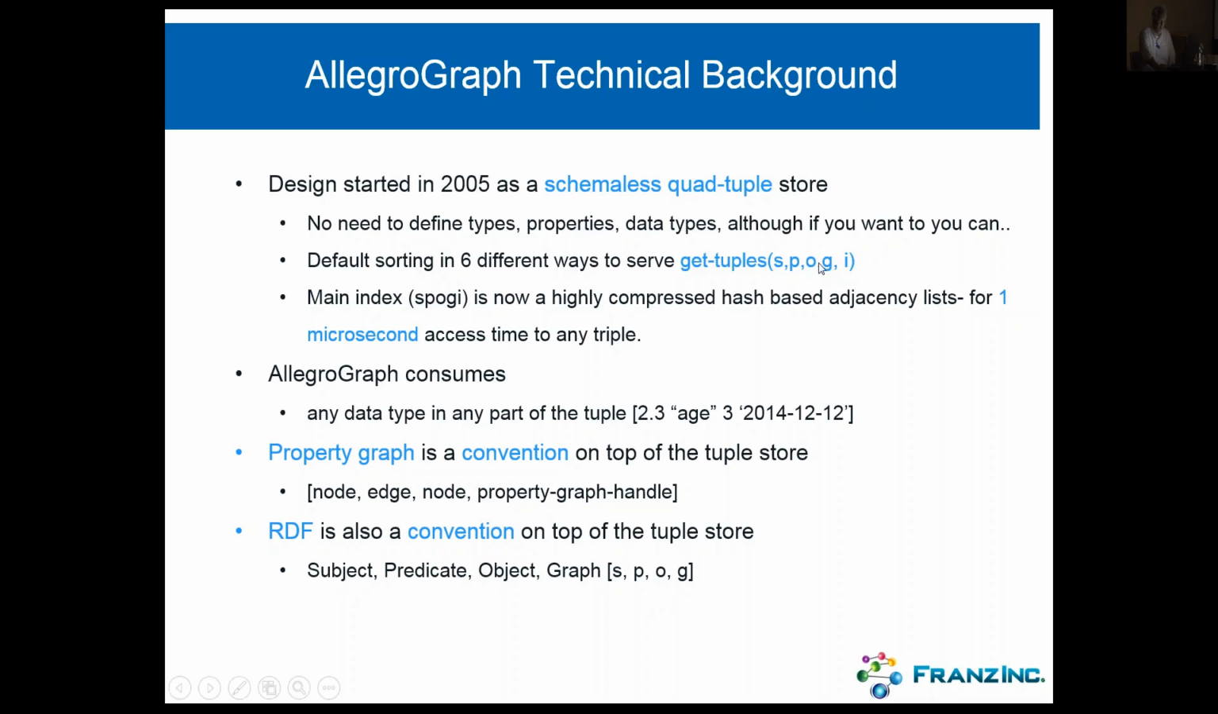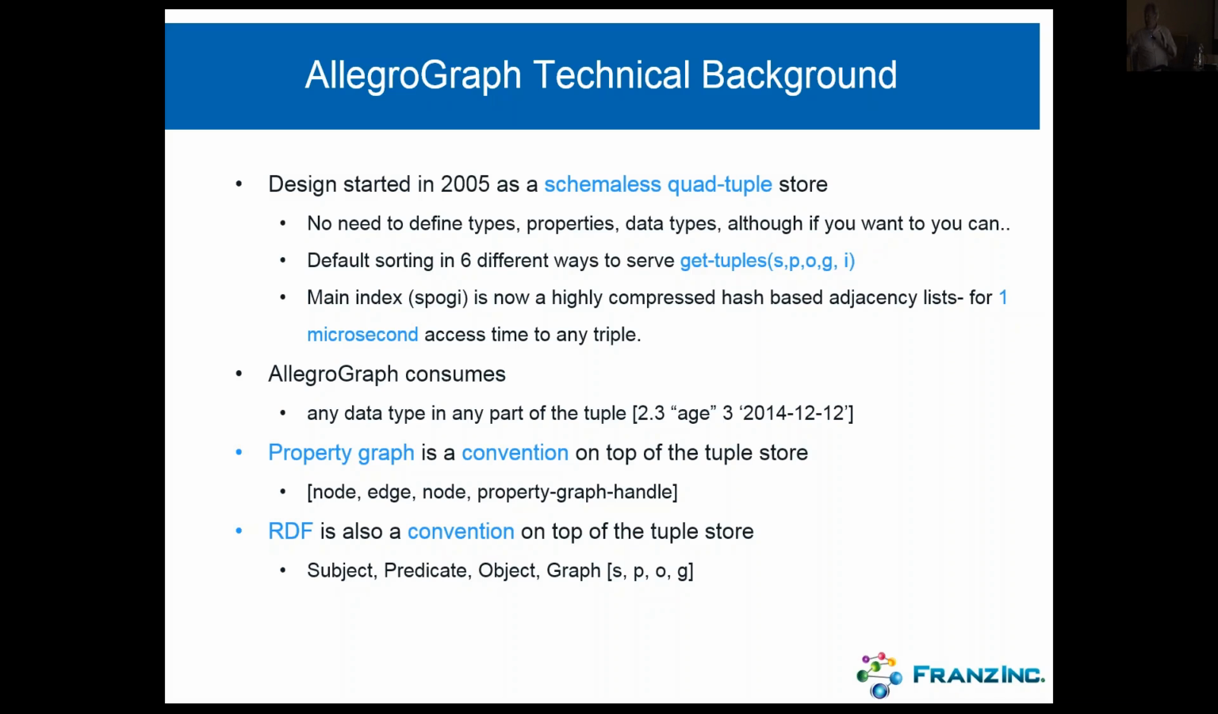Some people use the fourth element of the triple for reification. For example, you can say Jans weighs 70 kilos, and then the fourth element would be statement 1, and then statement 1 would be something no one believes, etc. So you can say many things about a triple.